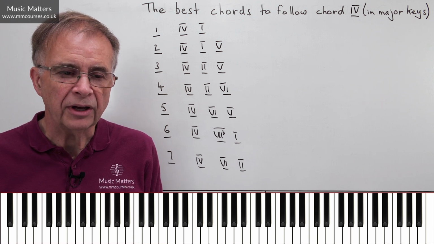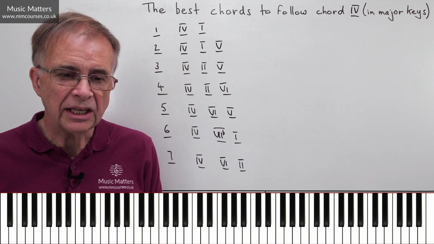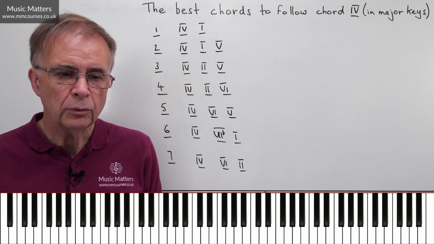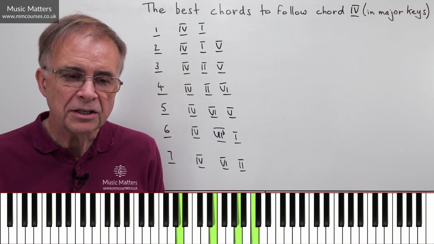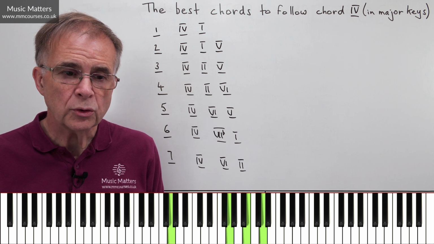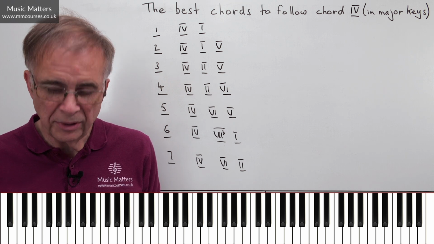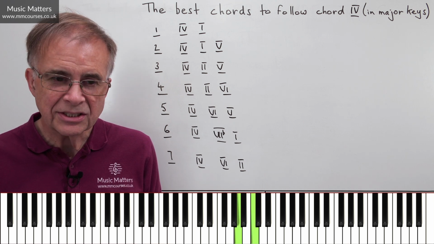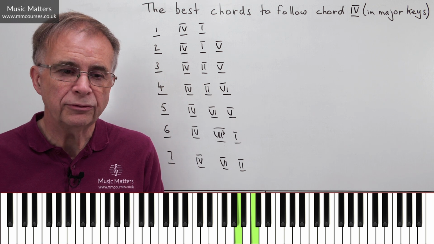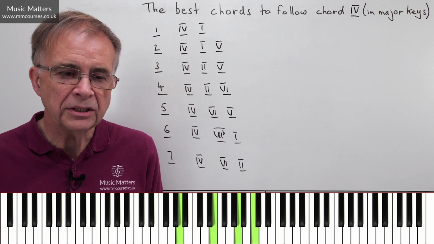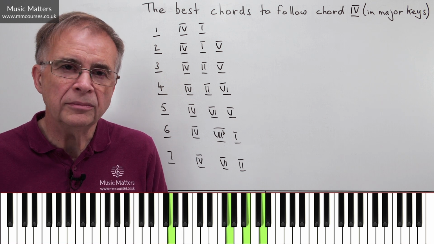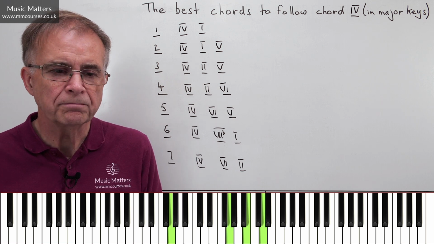Okay, option number 5 is 4 to 6 to 5. So what am I doing here? I'm going 4 to 6 to 5. So that's quite nice because again, you've got common notes, haven't you? A and C appear in both chord 4 and chord 6. So you can use those common notes again to take you from the first chord to the second chord.